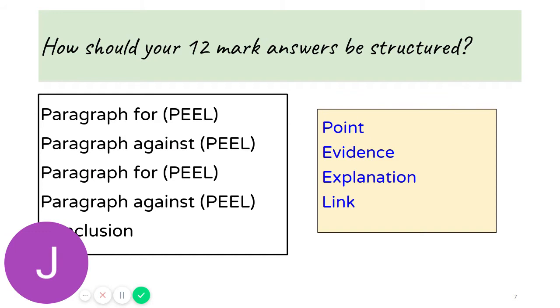So what should be in each paragraph? You should have a point to start with, then a piece of evidence, which is a quote. In Christianity, that will be from the Bible. Then an explanation, so explain how your point and evidence link to the question, and then a link, so linking it back to the question.